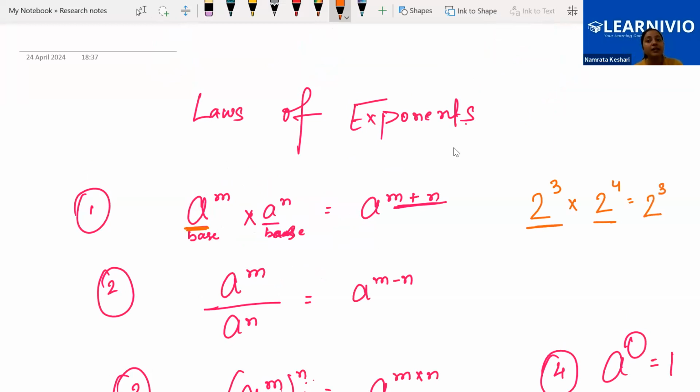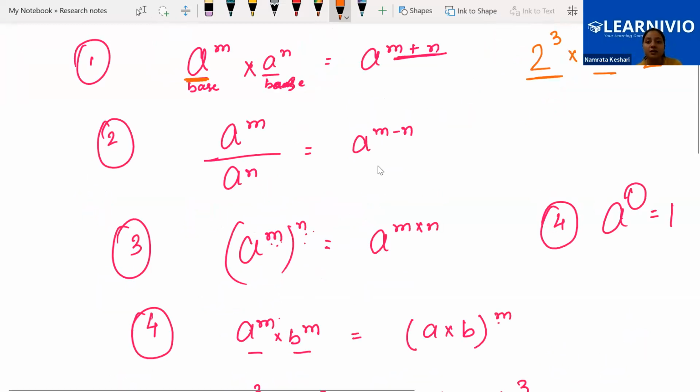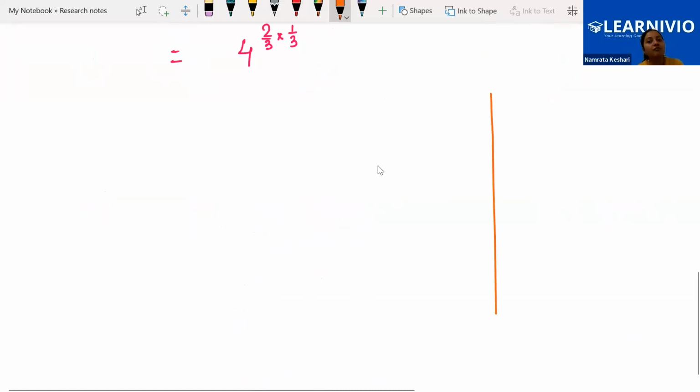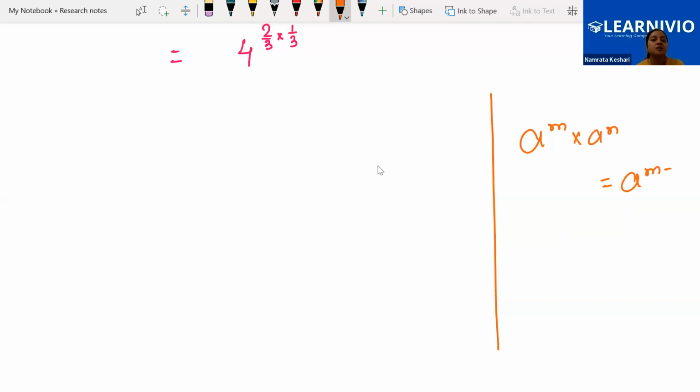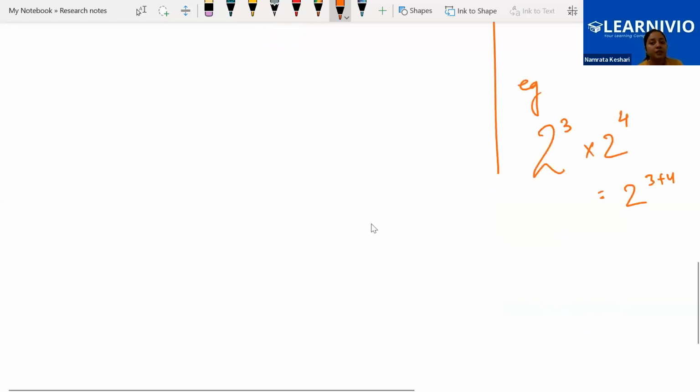That time we write it as 2 to the power 3 plus 4. And I was explaining this concept yesterday, that when we are having a to the power m into a to the power n, we write it as a to the power m plus n. For example, when we are having 2 to the power 3 into 2 to the power 4, we write it as 2 to the power 3 plus 4. That means 2 to the power 7.